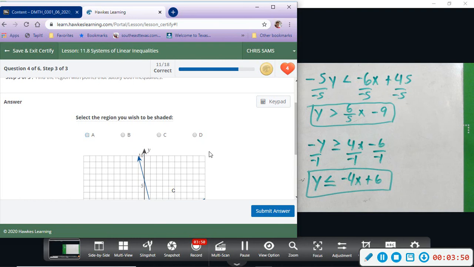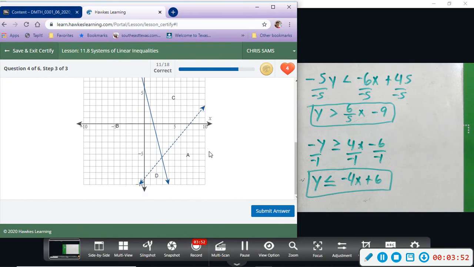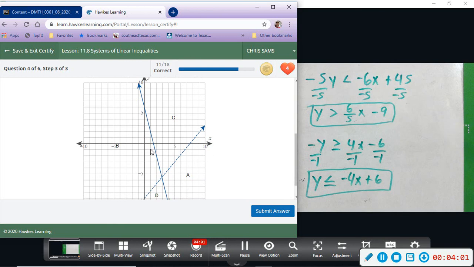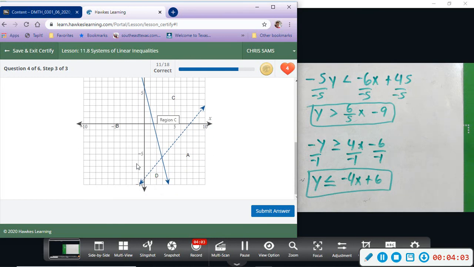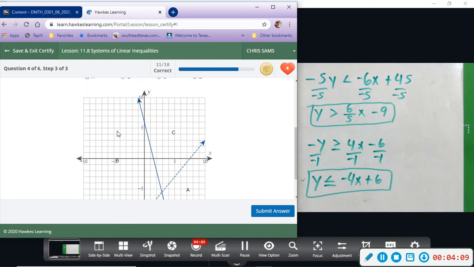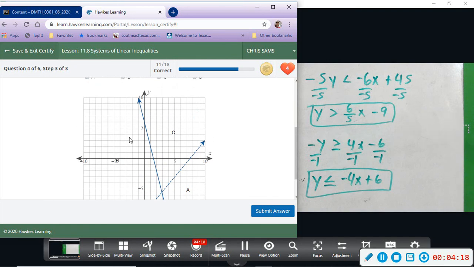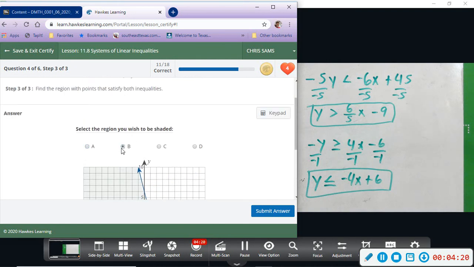Okay, so now we want to find the section that fits both. So this first equation we were shading above, up here. So it would shade everything on this side of the line. The second line we were shading below, so it's going to shade just this part. So the part they overlap would be this left side, which is B. Kind of hard to see because it's right there on the number line. This is A, this is B, C, and D. So we want section B. That's the part that's going to have shading on both. So we're going to do B.